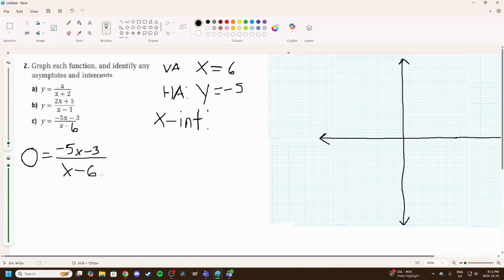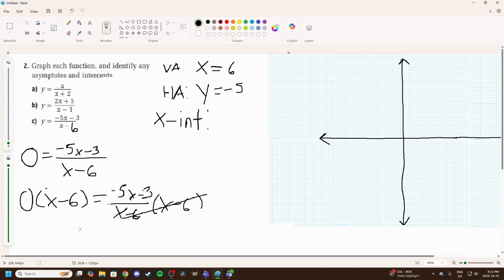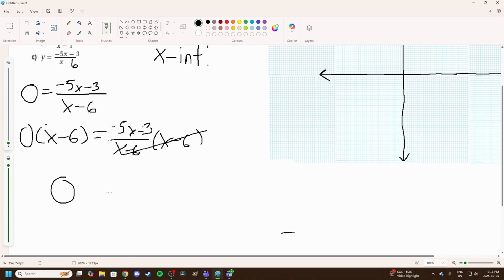What we're going to do is multiply x minus 6 to both sides, okay? So that'll become 0 times (x minus 6) equals (negative 5x minus 3) divided by (x minus 6). And since we're multiplying both sides by x minus 6, this side is going to cancel. This will become 0. And then we're left with 0 equals negative 5x minus 3.